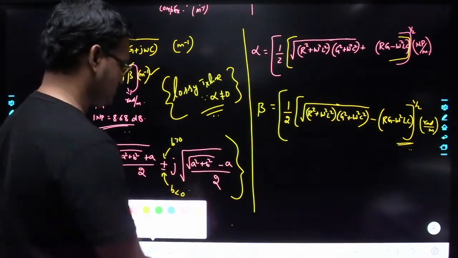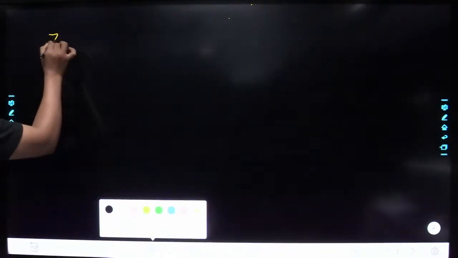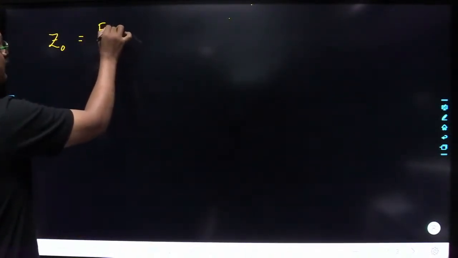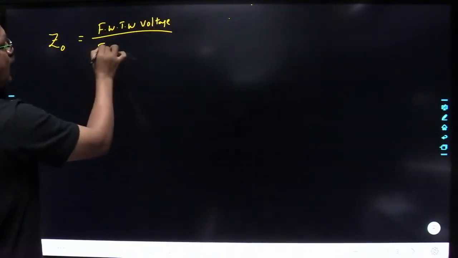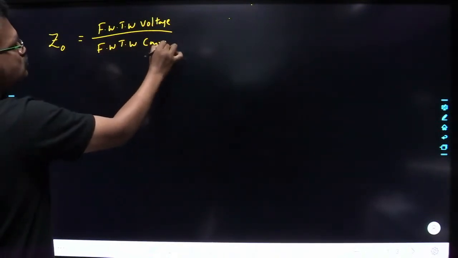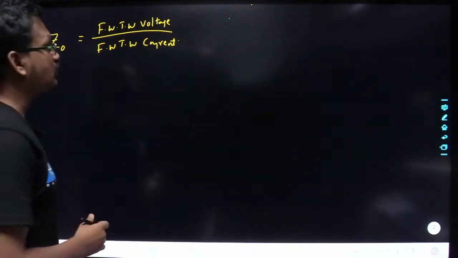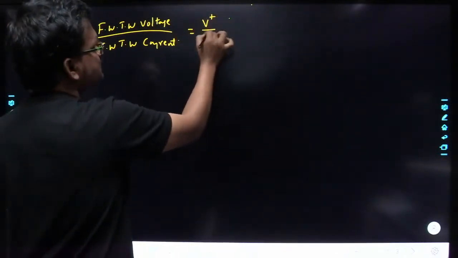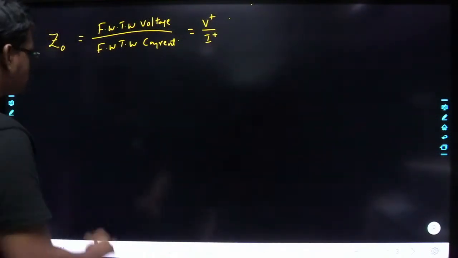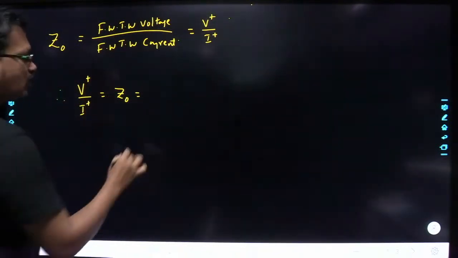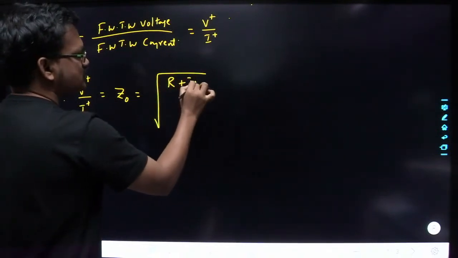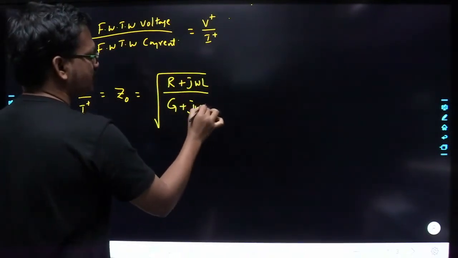Next, we have derived the formula for the characteristic impedance, that is Z0. So what is Z0 here? Z0 is nothing but the ratio of the forward traveling wave voltage to the forward traveling wave current. If you take that ratio, you get V plus by I plus, which is equivalent to Z0. We derived this formula: the square root of (R plus j omega L) divided by (G plus j omega C). Understood?